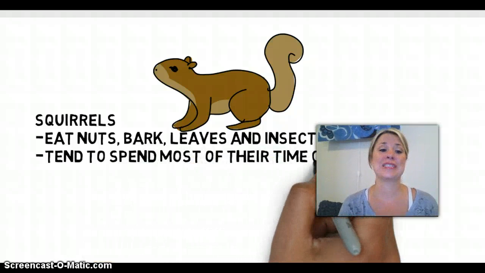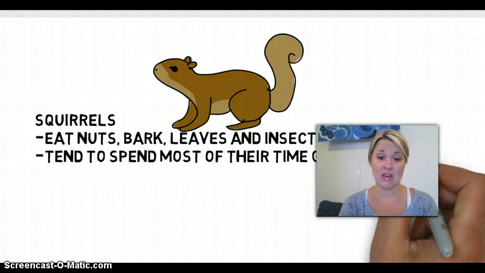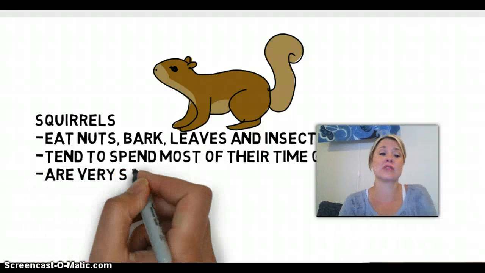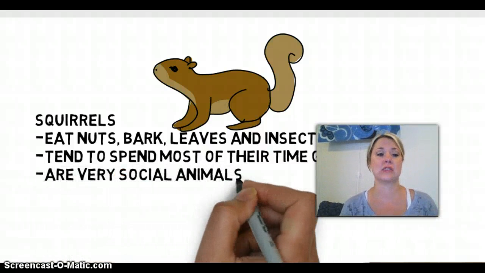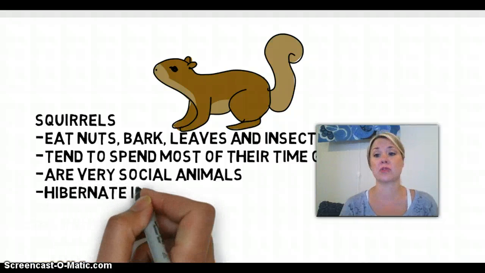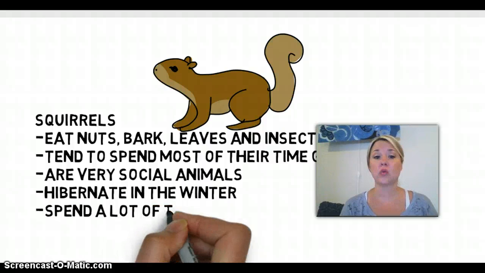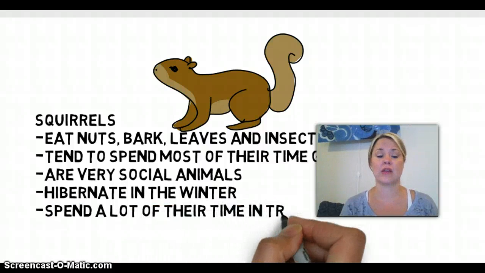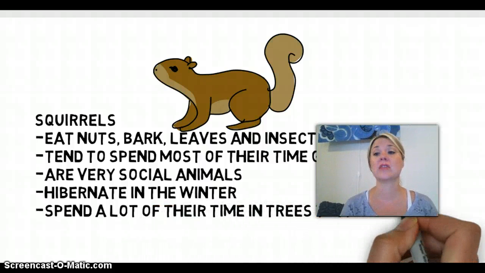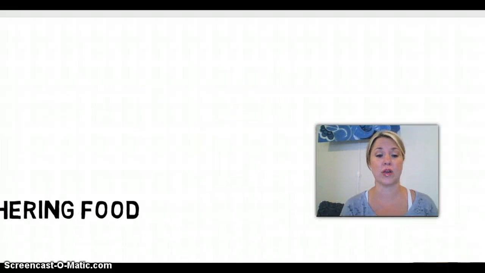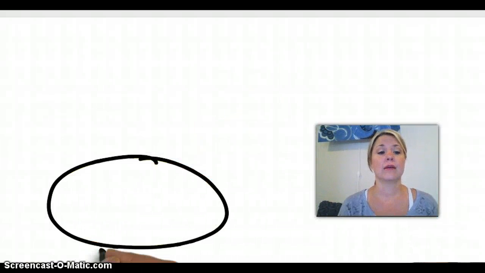There are 9 species of squirrels that live in Kansas. Squirrels eat nuts, bark, leaves, and insects. They spend most of their time gathering food. They're very social animals. They hibernate in the winter, and that's why they need that food storage. They spend a lot of time in trees also to avoid the predators in their habitats.